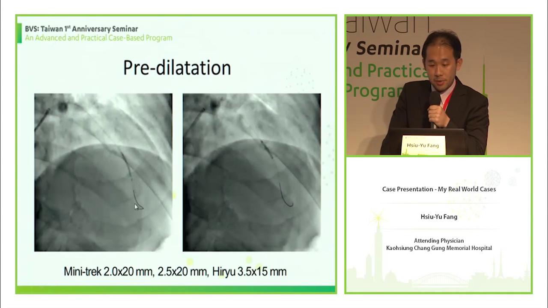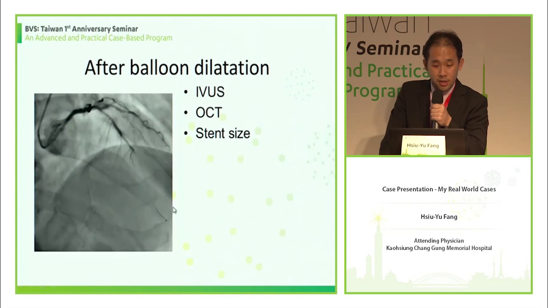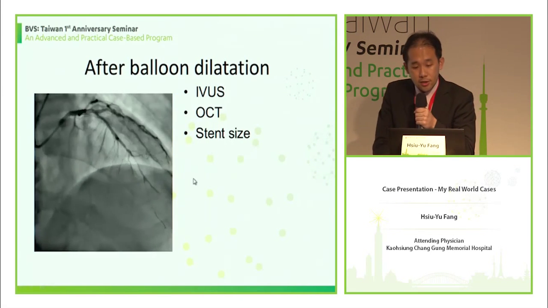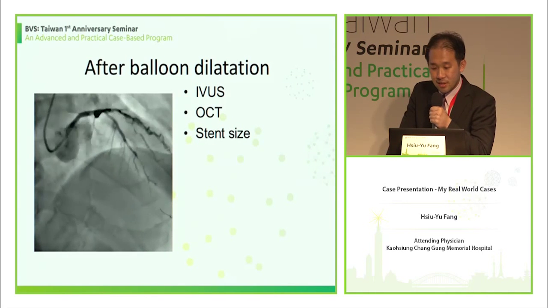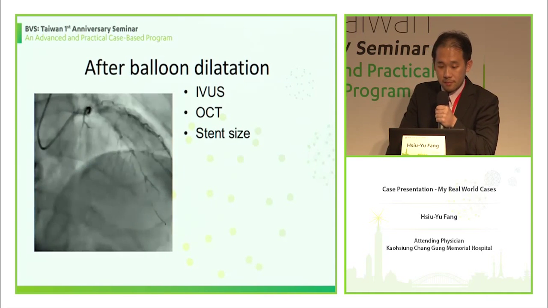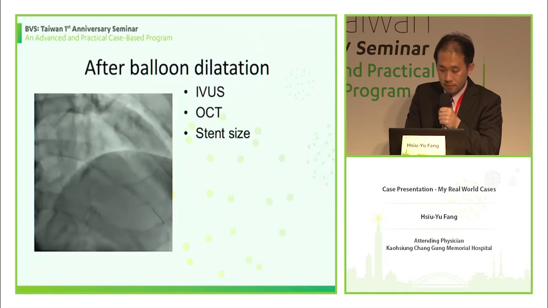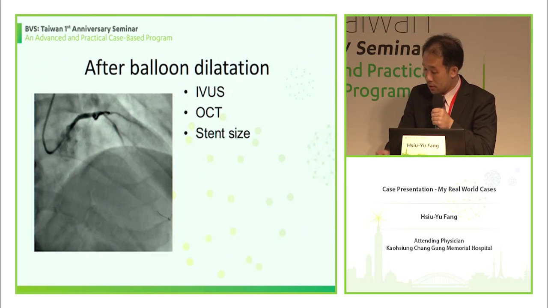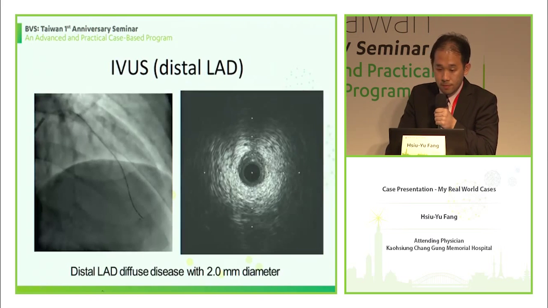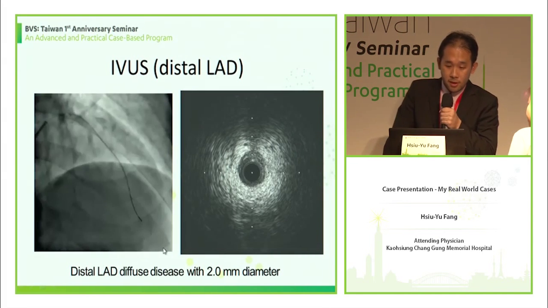After the debulking therapy, we do the balloon dilatation with Mini Trek 2.0, 2.5, and here 3.5 for the proximal portion. And after the balloon dilatation, we do the IVUS and OCT to do the stent size evaluation. Okay, this is the IVUS.